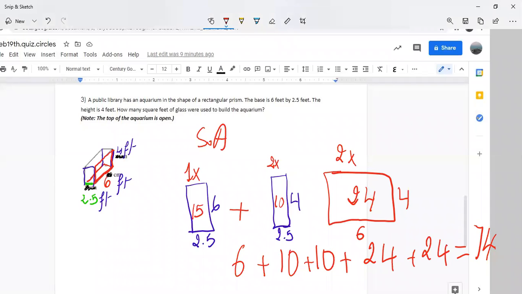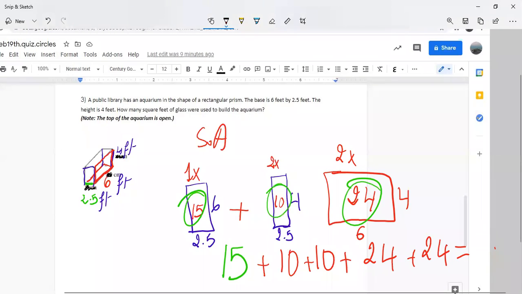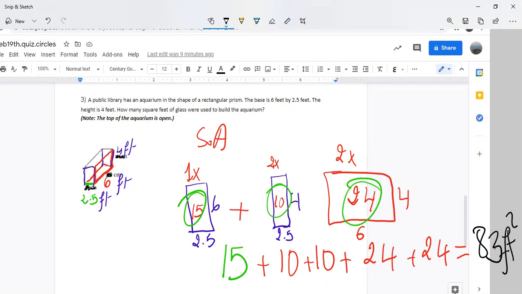I'm sorry, the first one is 15. I don't know why I wrote 6 there. Just this first one here, this is 15. This is 15, 10, 10, 2 tens, and 2 24s, and it should give you 83. Okay, so that's with 5 faces, you get 83 feet squared. So that's the surface area. That's how much glass you need to make that aquarium. All right.